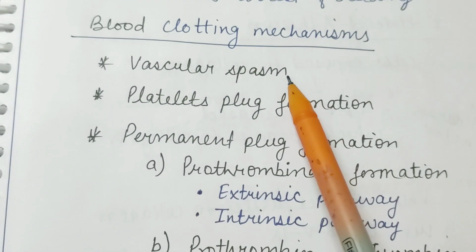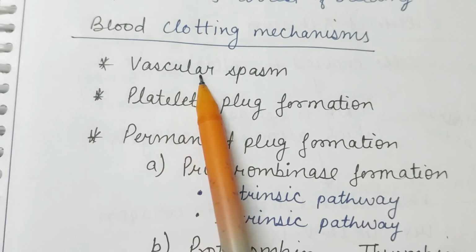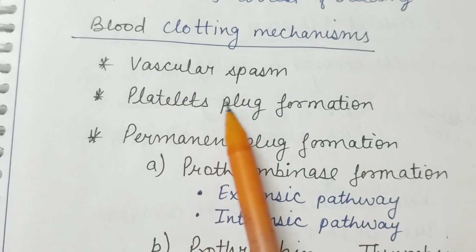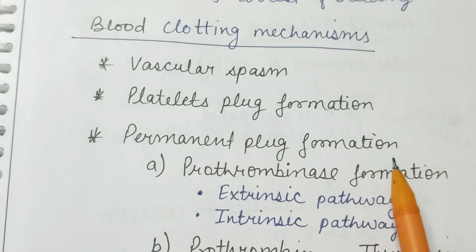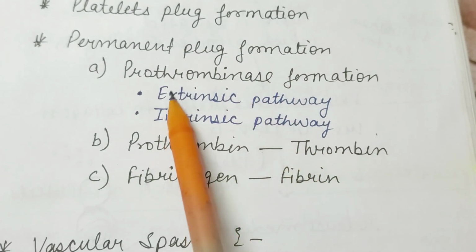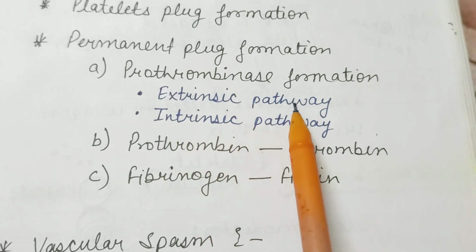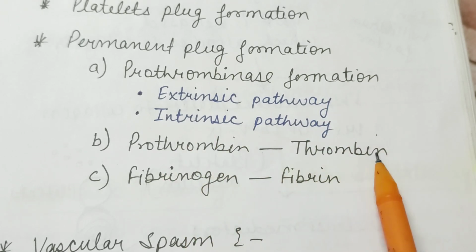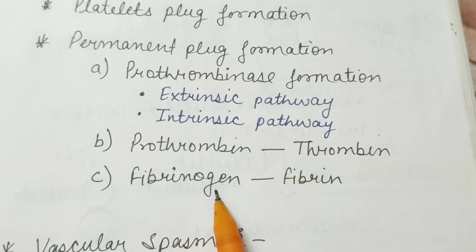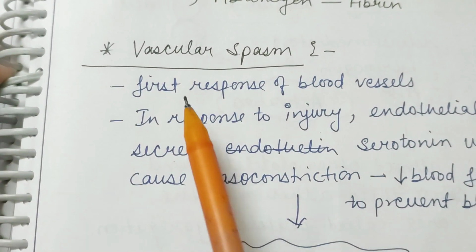Okay, so those mechanisms are basically: whenever there is injury to the vessel wall, the first thing to occur is vascular spasm. Then platelet plug formation occurs, which is a temporary plug, and then permanent plug formation occurs, which involves some steps. First is prothrombinase formation, which is done by either the extrinsic pathway or the intrinsic pathway. Then prothrombin is converted to thrombin, which helps in the conversion of fibrinogen to fibrin. Okay, so one by one we'll see all these mechanisms. Starting with the vascular spasm.